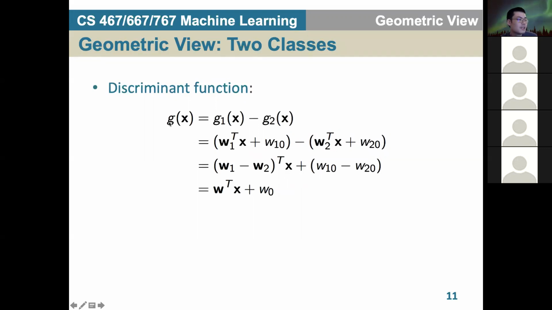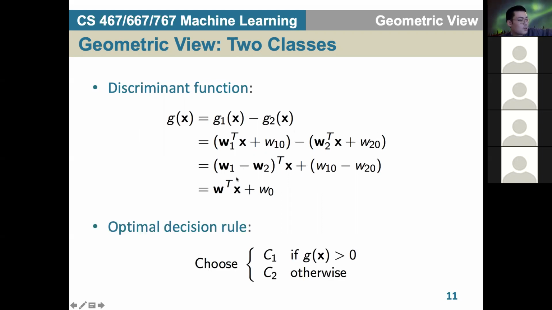But you can define a g(x) that equals g1 minus g2. If that's the case, this x can be taken out. It's basically w1 minus w2 in the product with x. So this constant also can be put here. And then these two are new parameters. We can just write them as w0, and this as w vector. Okay. So then what we can do is this.